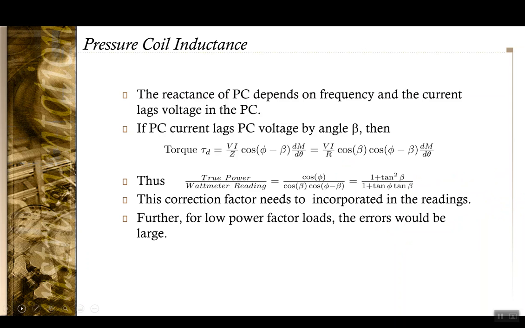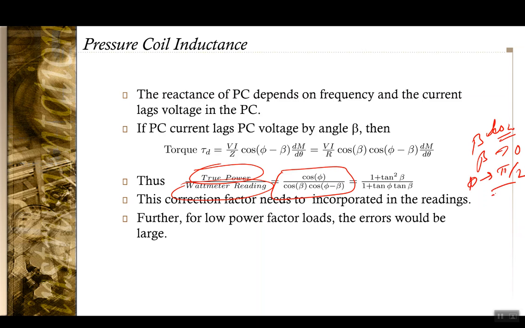Okay, so the ratio of the true, the actual power to the wattmeter reading is this ratio, and you'd see that now, even though beta is low, the value of beta is close to zero. Okay, now as phi tends to pi by 2, that is, as the load becomes more and more of a low power factor, this expression, this ratio shoots up, or rather not shoots up, it goes down. So what you would end up with is that the wattmeter gives an excessively large reading when the actual power consumed is small in case of low power factor case.